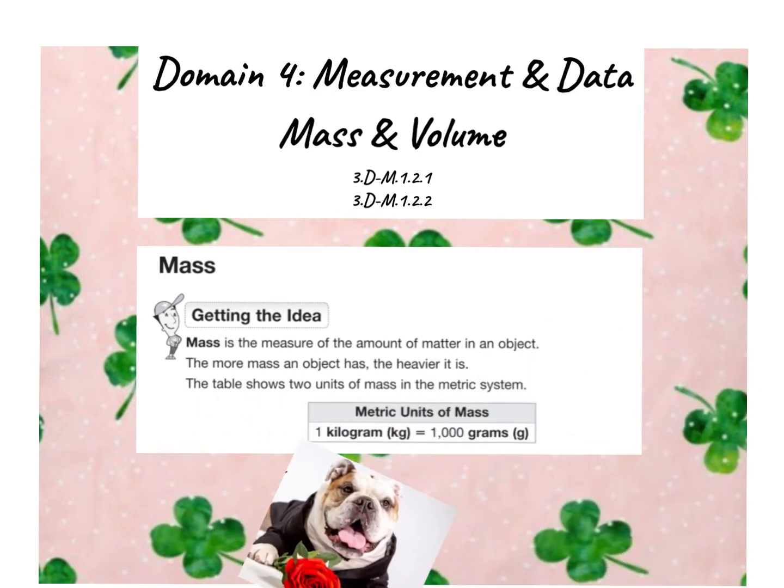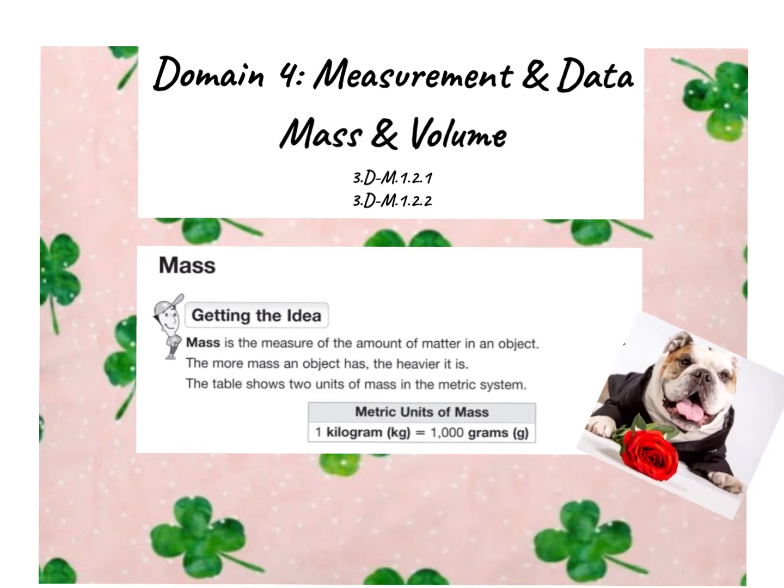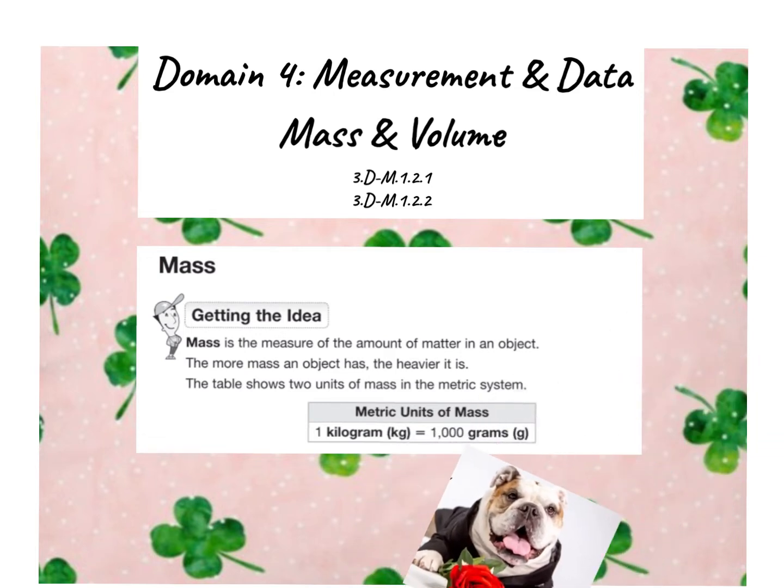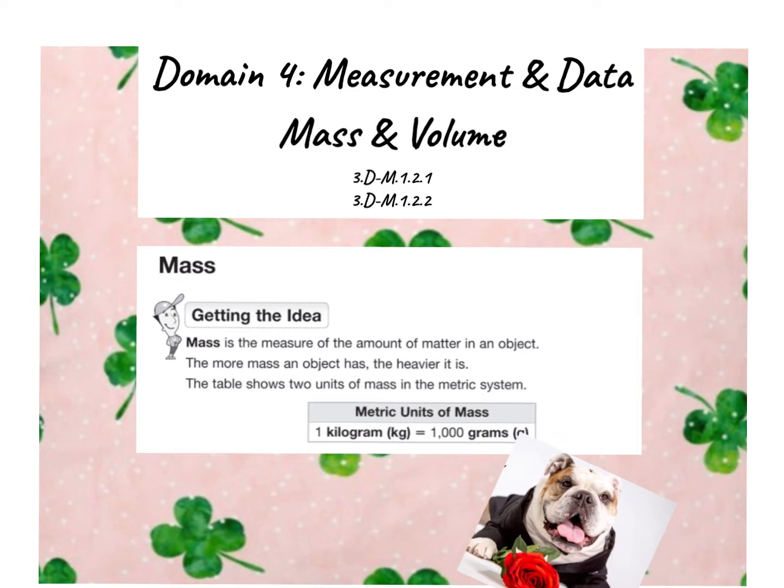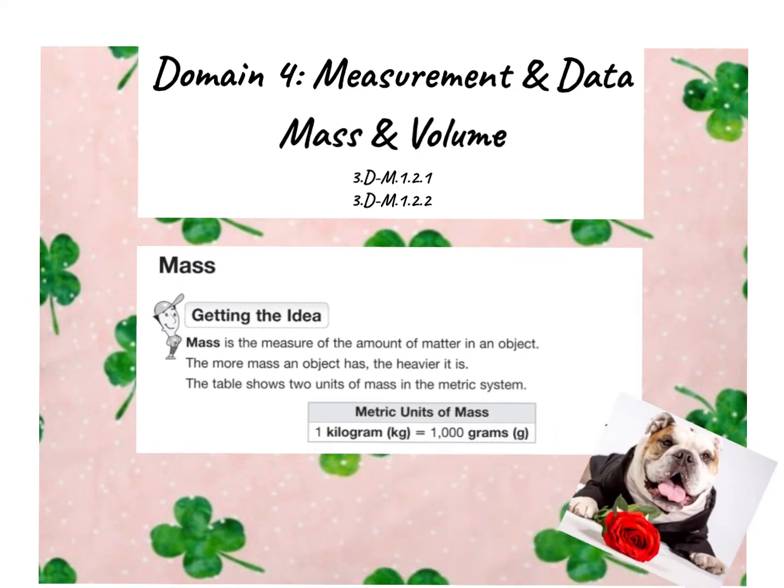We're going to be working on kilograms and grams today. 1 kilogram equals 1,000 grams, and we can abbreviate them for short. Kilogram is kg and grams are g.